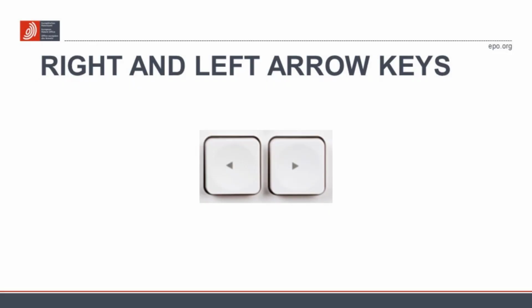With the right and left arrow keys, you can go from one drawing to another on the bibliographic data, description, or claim views. Also from one page to the next and back in the original document view.